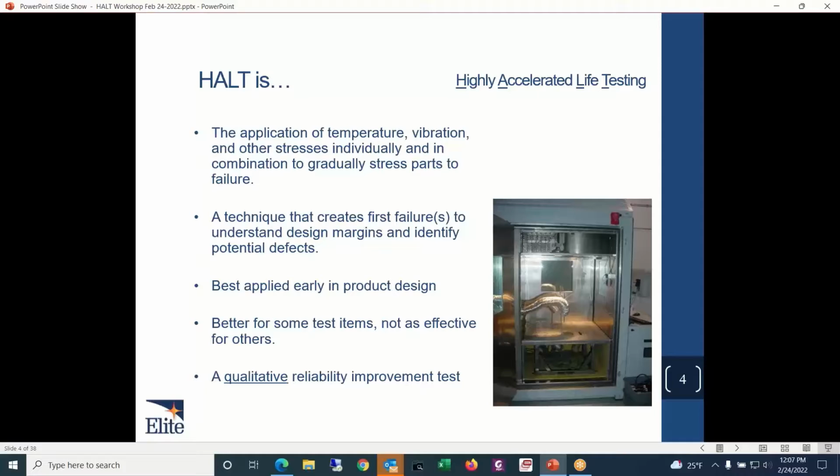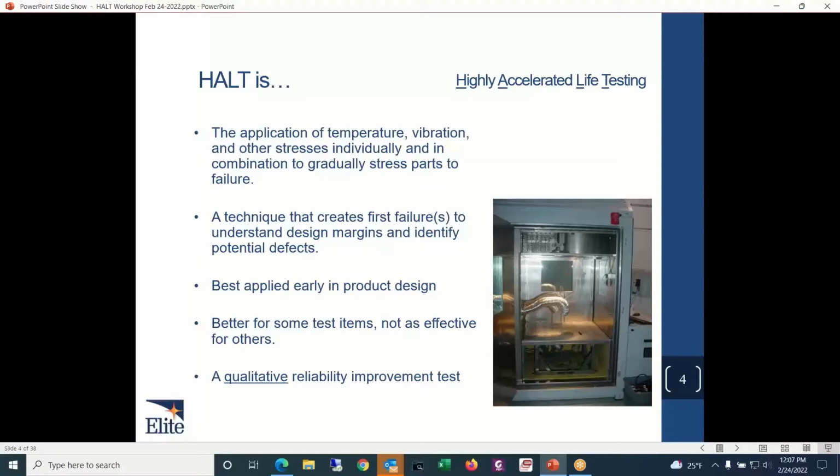The intent of this type of test is, again, to create this first failure, and to find what all of the failures are, to apply these stresses to figure out what's lurking in this design. HALT is also used to understand margins between the product specification and some of these overstresses that will eventually interact with your product and create these failures. Other purposes for HALT, we'll get to those in a second here.